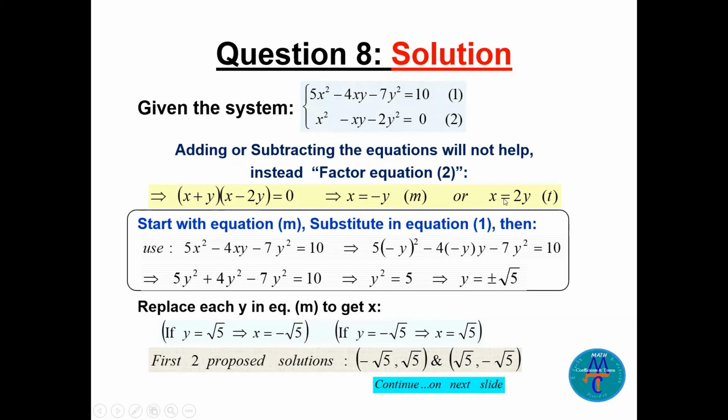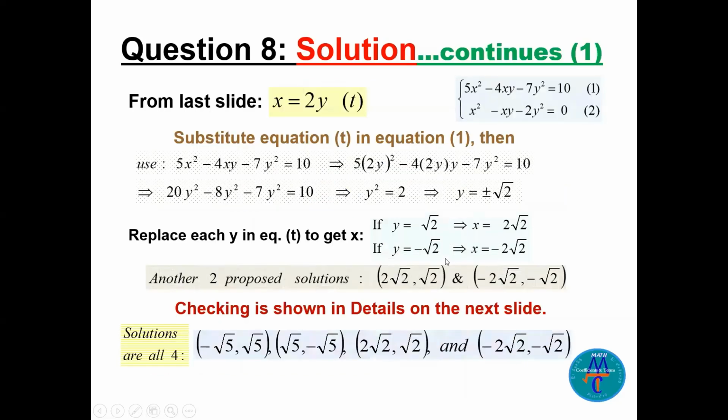I will take x equals 2y in equation 1, and then I will find y squared is equal to 2, so y will be plus or minus square root of 2. So I have 4 proposed solutions, 2 on the previous slide and 2 here. All of them are correct after you check them. The checking will take time and space, so checking is shown in detail on the next slide.